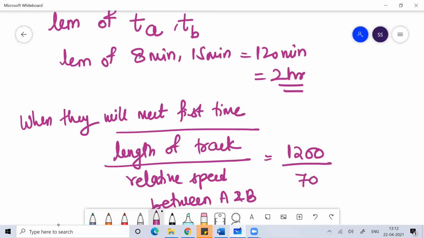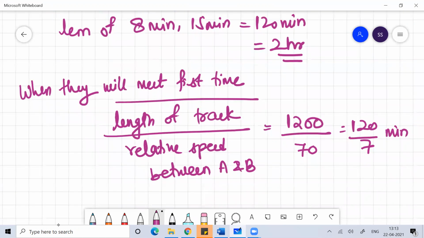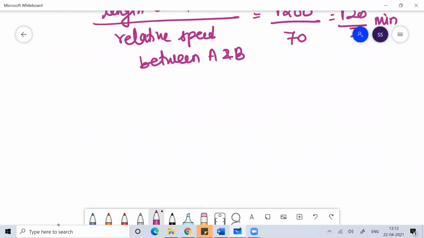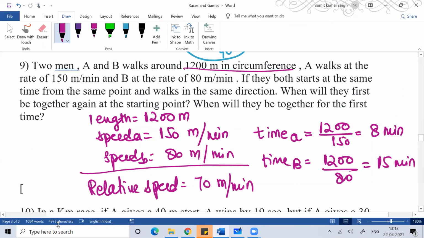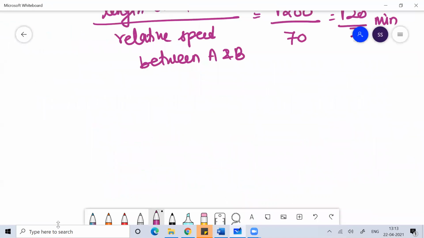70 meters per second, that is 120 by 7 minutes. So after 120 by 7 minutes, because they're running in the same direction, they will meet for the first time. So you can understand that time, what is the distance. You can understand who is faster, A or B. So A is faster.